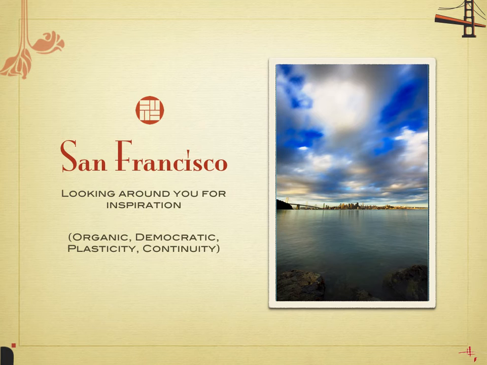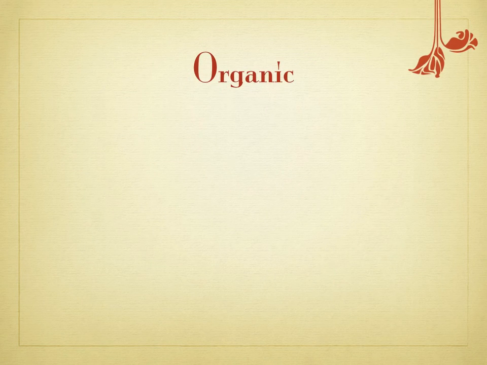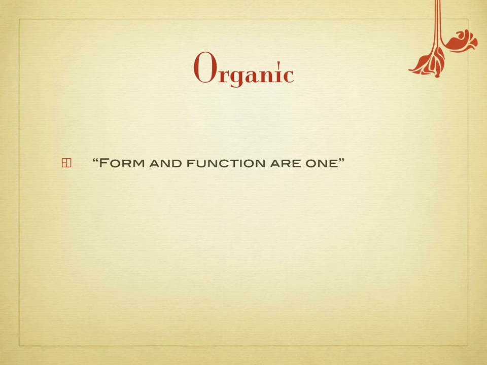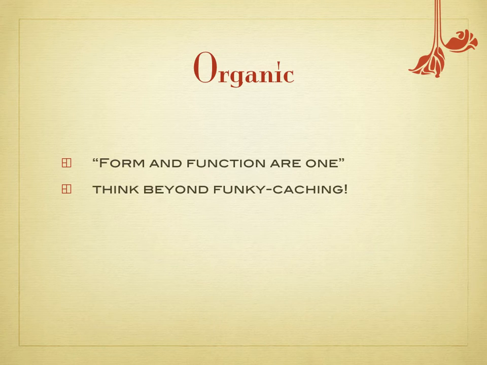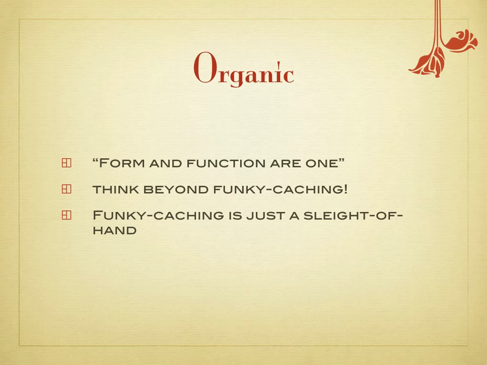So in San Francisco, what I do is I look around me. I live in a city where I can look to that architecture for inspiration. That's my city. You can use your city. Just recall these four principles of organic architecture from Frank Lloyd Wright. The first is organic, which means form does not follow function. They're one.